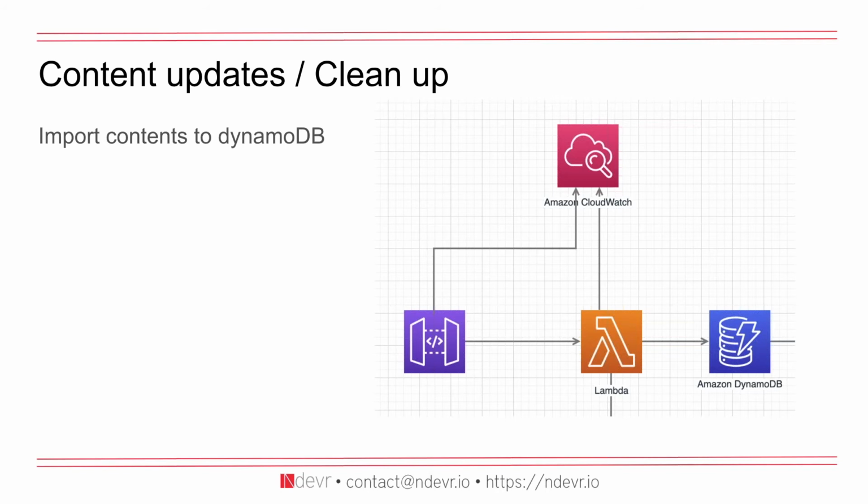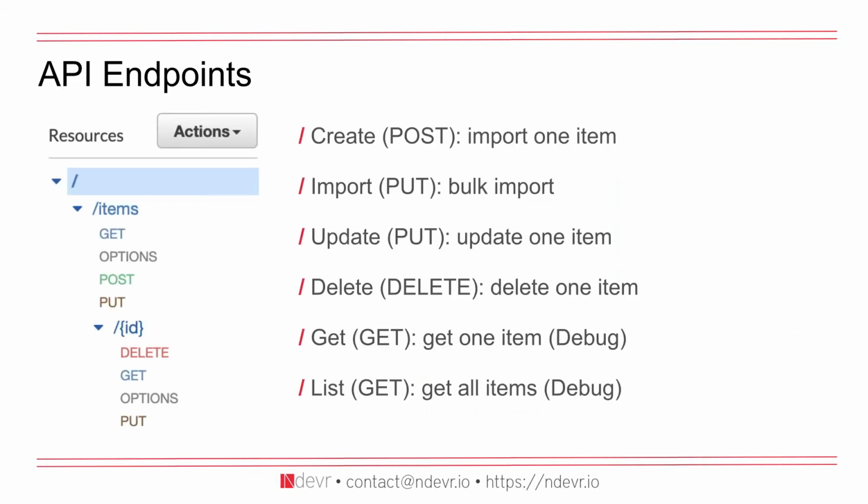So why don't we just use the DynamoDB? When an individual item is updated, we can just update those and call the sitemap generation from the DynamoDB directly. To do that, we created an API endpoint to do the export and import to the DynamoDB. So we ended up with these endpoints.